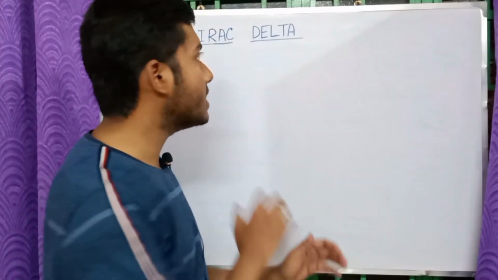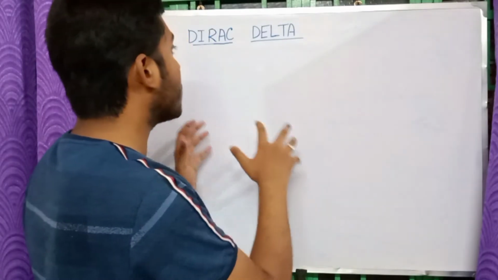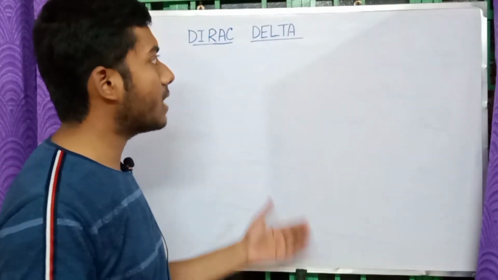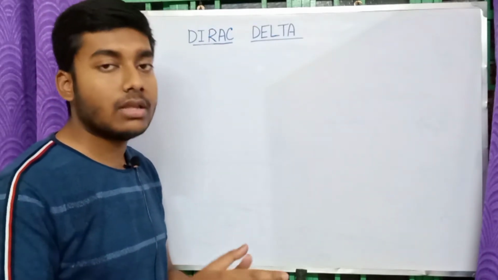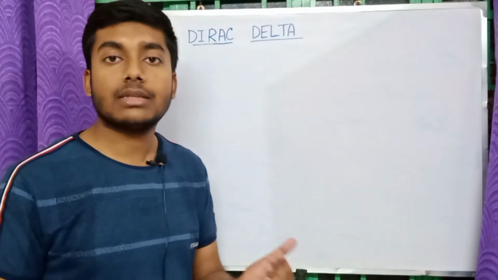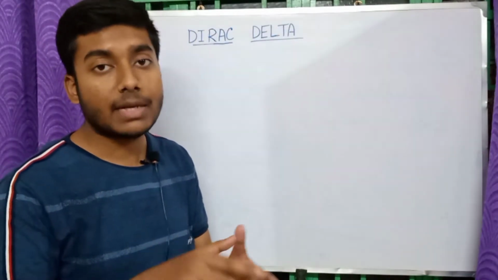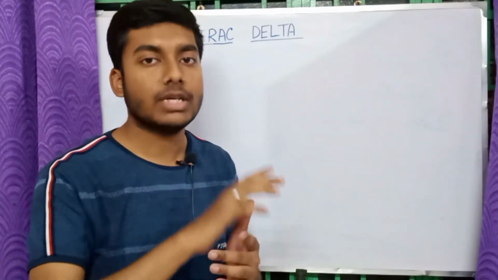So in this video I will describe the one-dimensional Dirac delta function in detail, and clear all the concepts. In the upcoming videos, I will also cover the three-dimensional Dirac delta function, and then you will understand how the Dirac delta function can be used in the particular problem which I discussed in the first video.